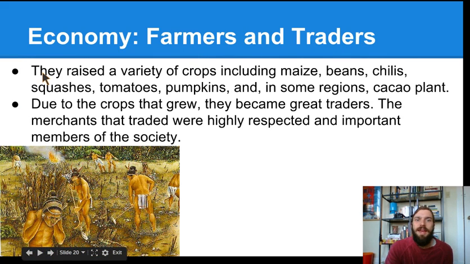So why does good farming lead to trading? All right, I don't know if I've heard people explain that very, very well. So look at all these crops they raised: maize, beans, chilies, squashes, tomatoes, pumpkins, and in some regions, cocoa plant. That's chocolate. So the idea is, why would that make them good traders? They're farming, they're growing off the land. What does that have to do with trade? Well, it says, due to the crops that grew, they became great traders.